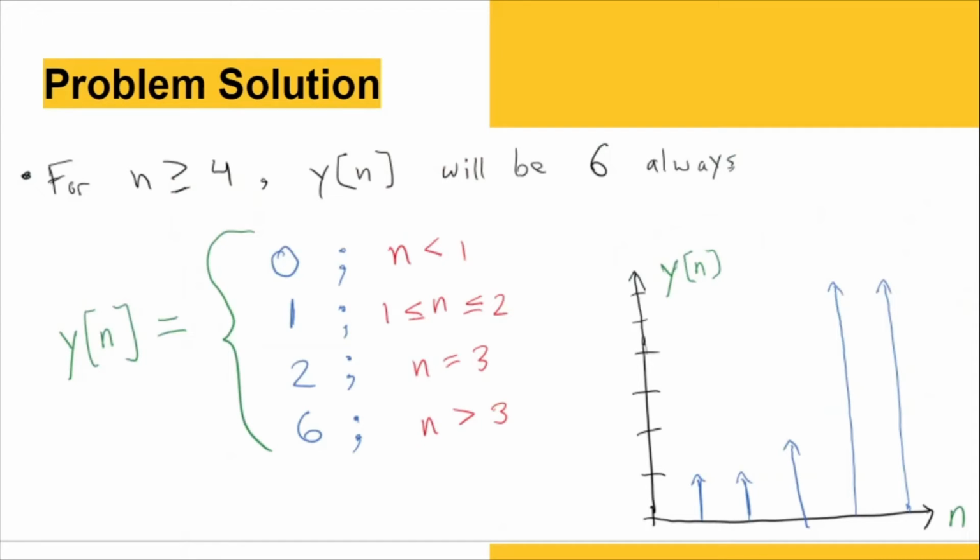We now have all the values of y of n that we need to express our final answer. You can express y of n as a piecewise discrete function shown here. You can also draw the graph. Remember, the graph goes on forever. What is shown is just a piece of the graph.